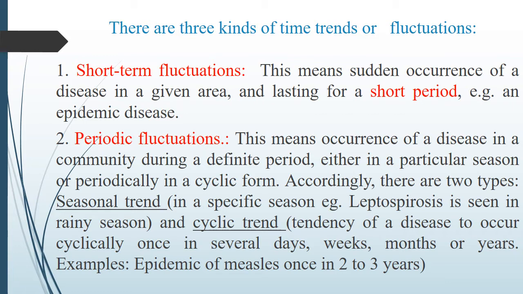Coming to the cyclic trend, cyclic trend means the disease occurs once in several days, weeks, months or years. Example, measles. Measles will appear only once in 2 to 3 years. So once in 2 to 3 years the measles will appear. So this is about the periodic fluctuation.